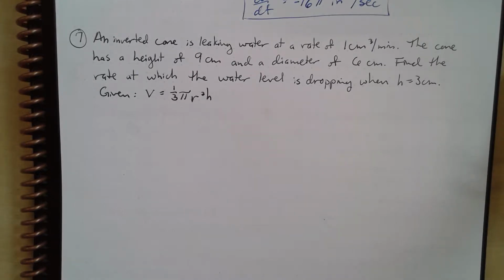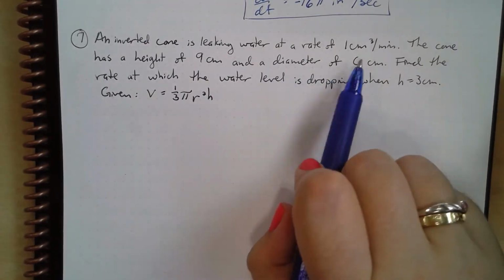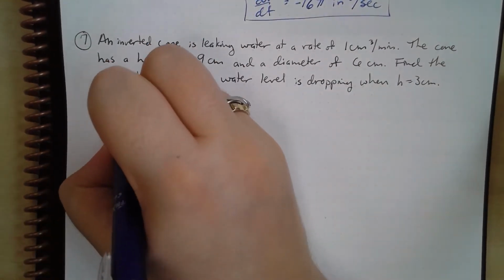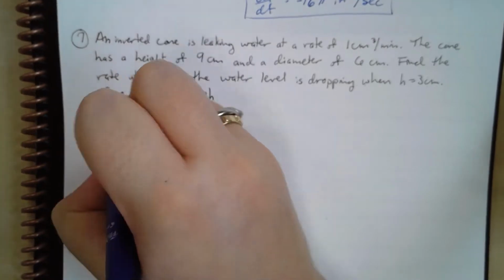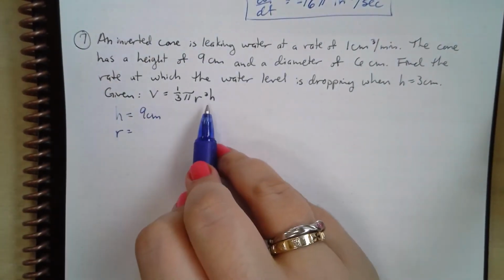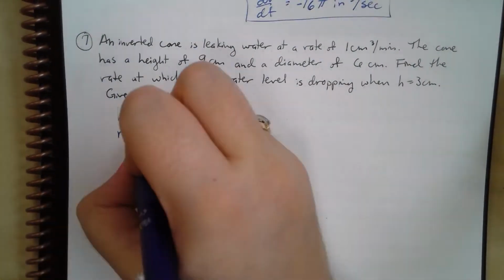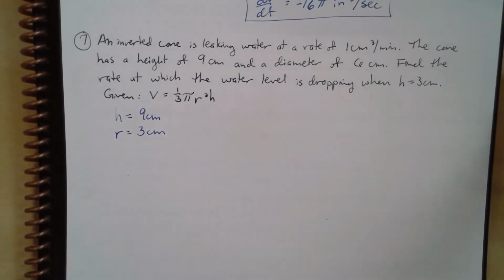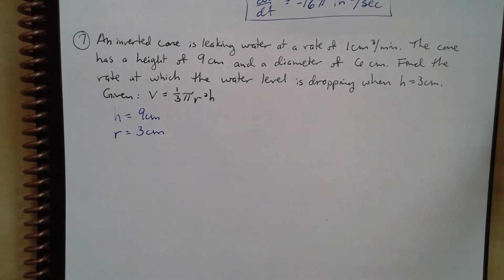An inverted cone is leaking water at a rate of 1 centimeter cubed per minute. The cone has a height of 9 centimeters and a diameter of 6 centimeters. Find the rate at which the water level is dropping when h equals 3. Well, something to note here, our diameter is 6 centimeters, so I'm going to say my height, h, is equal to 9 centimeters. My radius, because I'm given my formula, is actually equal to 3 centimeters. That's something to watch out for so that you don't get tricked there.